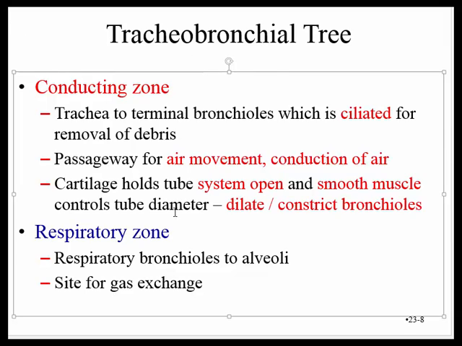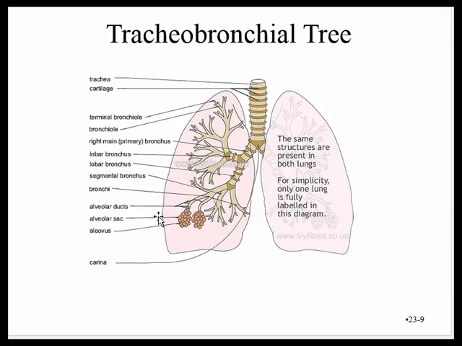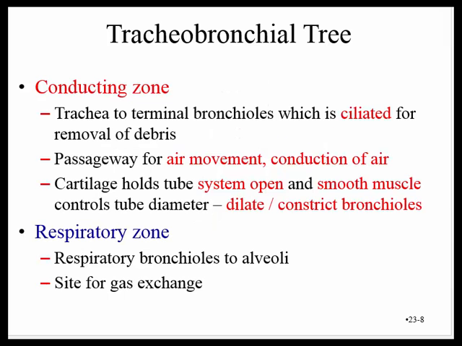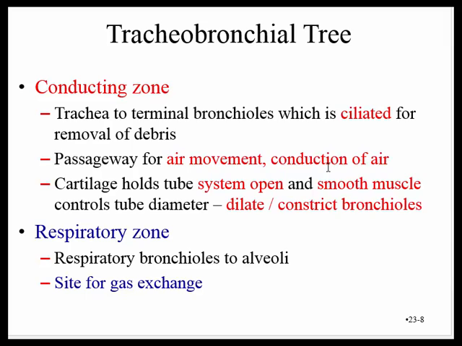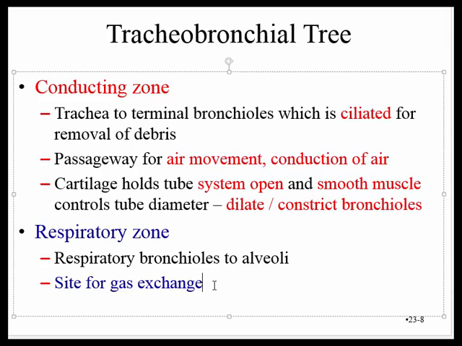Once we move past those terminal bronchioles, we're going to move into what are called respiratory bronchioles and then alveoli. And alveoli are basically air sacs, and I'm going to show you this here. So here at the end of the bronchioles, we have these alveoli or air sacs, and alveolus is just a singular. And these are called the respiratory zone, and the respiratory zone is just a site for the gas exchange, okay? So the conducting zone is just conducting air. The respiratory zone is actually exchanging gases. Again, this is going to be referring to oxygen and carbon dioxide.